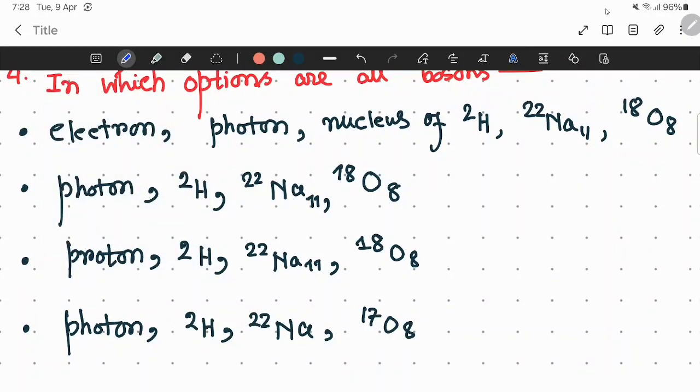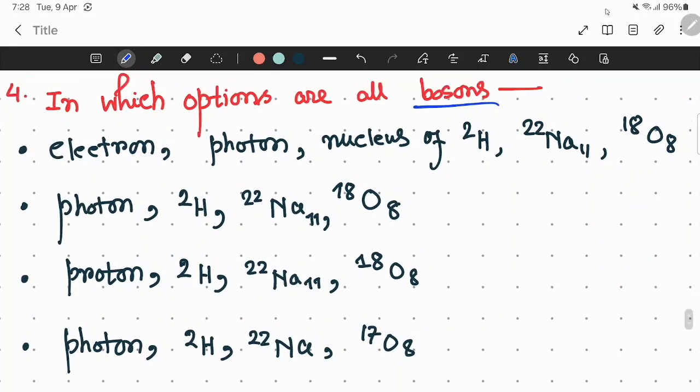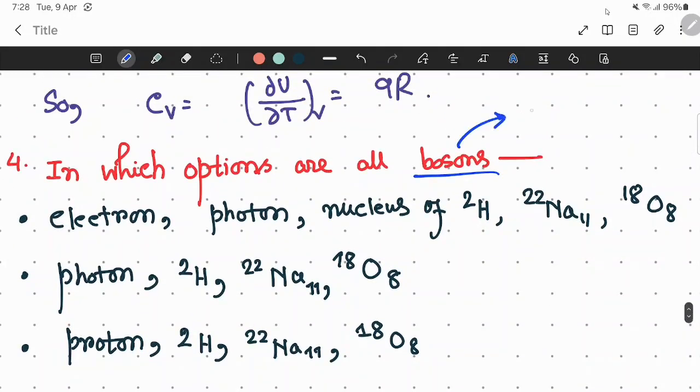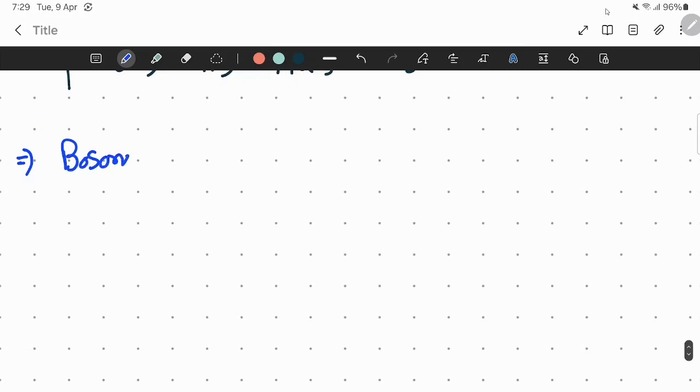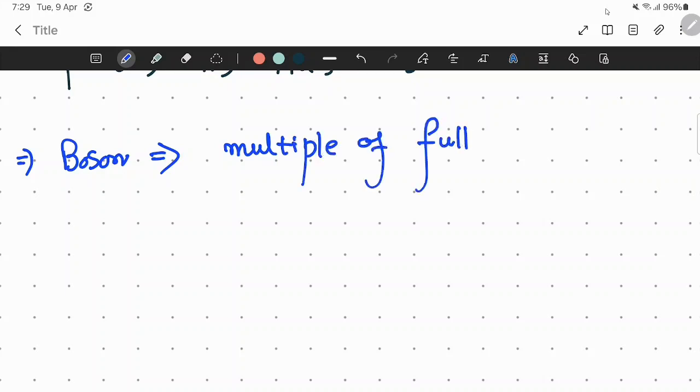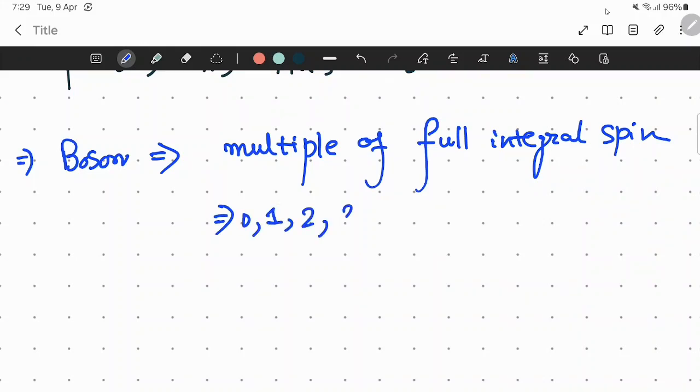We know that electrons, protons having half integral spins, these are fermions, right? Bosons means having the integral spin. Bosons essentially have the full integral. Let me write it. Bosons should have the multiple of integral spin. Means 1, 2, 0, 3.